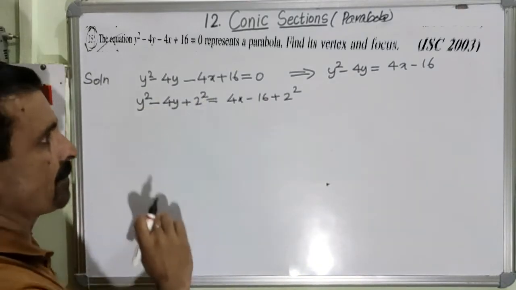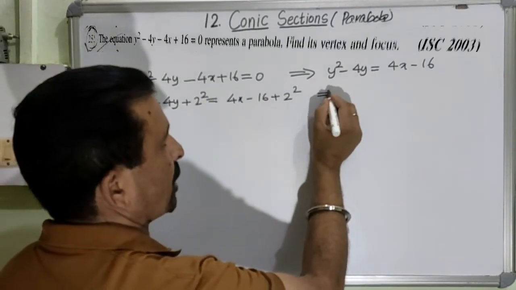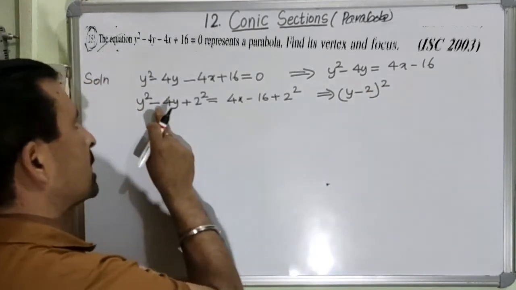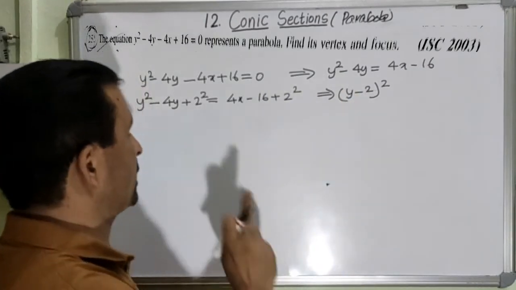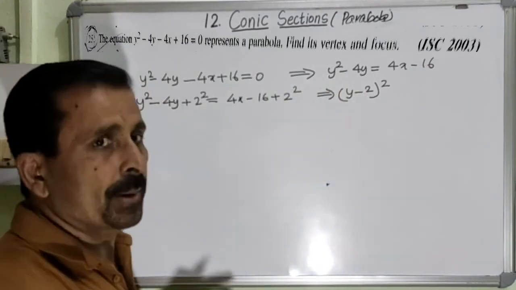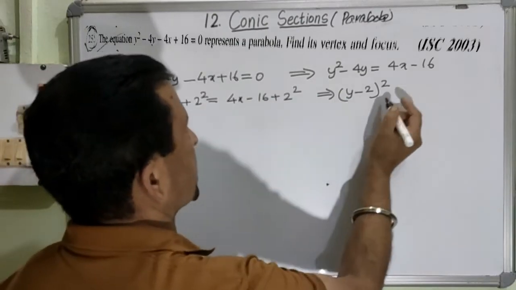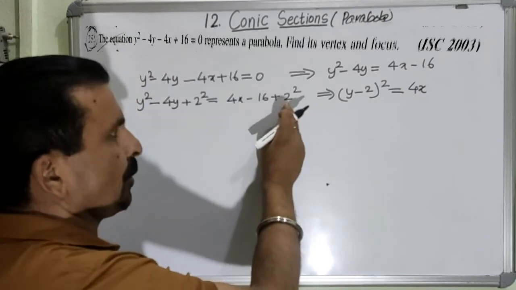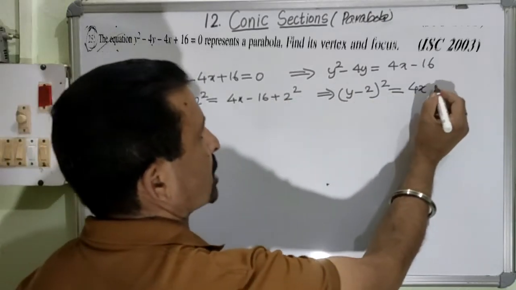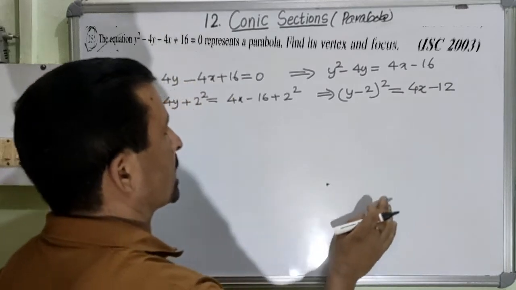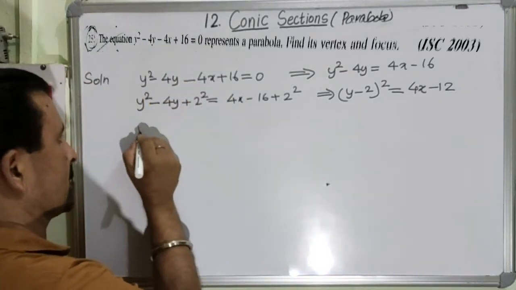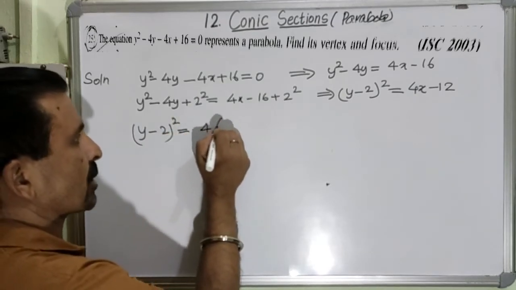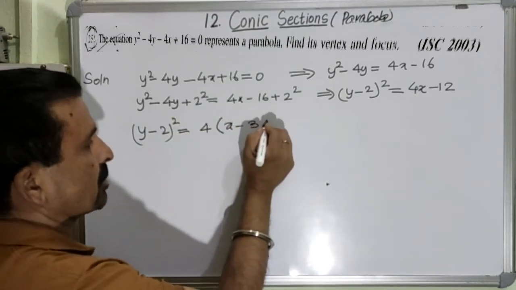As a result, this left hand side will always convert into perfect square. We can write this as y minus 2 whole square. This is because the middle term is minus, therefore this will be minus. If this middle term was plus, then it could have been plus 2. Okay, and right hand side now, what we will have is 4x, and this 2 square means 4. Minus 16 plus 4 will become minus 12. Now on the right hand side we have some common factor, so we will take it out. Left hand side as it is y minus 2 whole square, and right hand side we will take out 4 as a common factor, and this will be x minus 3.